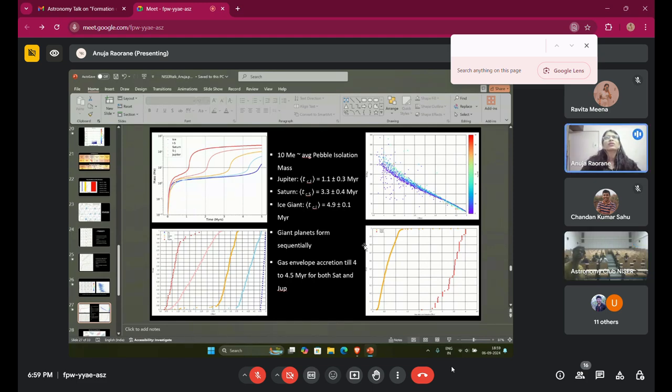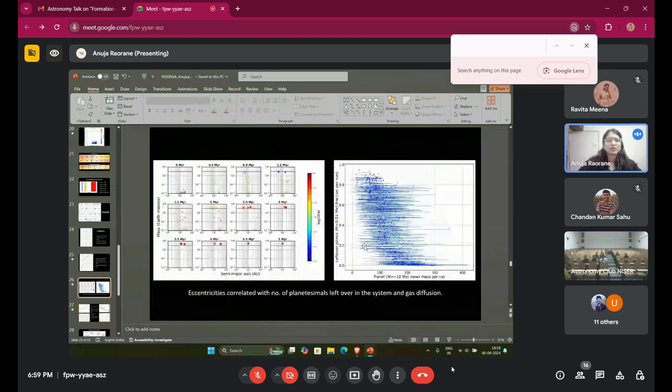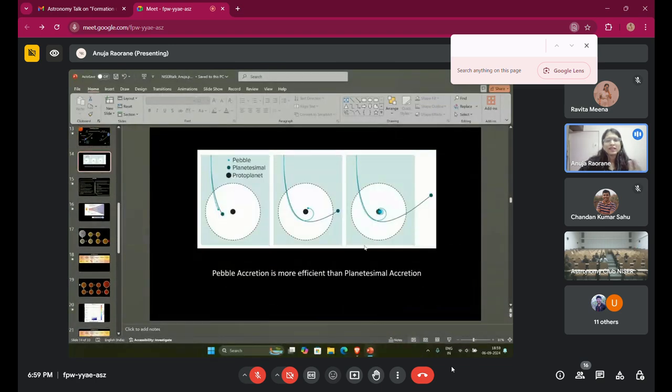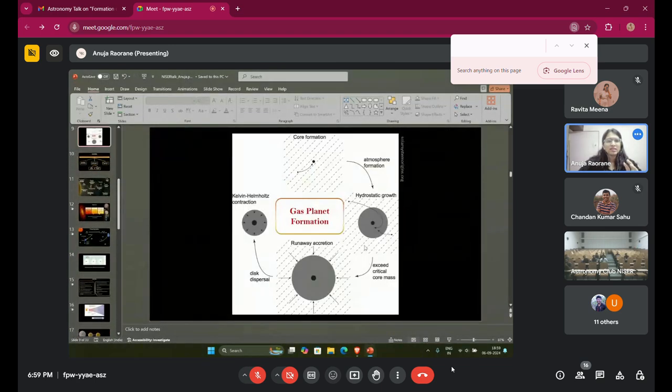Yeah. So around 5 million years, let's say, they formed the gas envelope around it. This is how gas accretion happens, and then it basically stabilizes. Still, because of the Hill radii, I think there is a lot of material rotating around it.